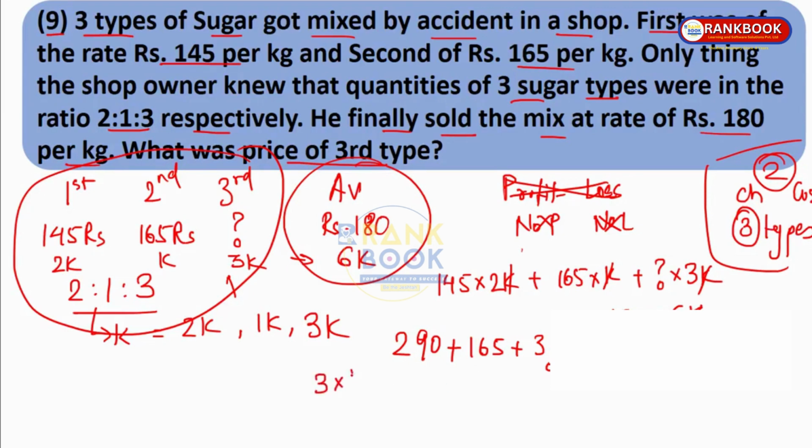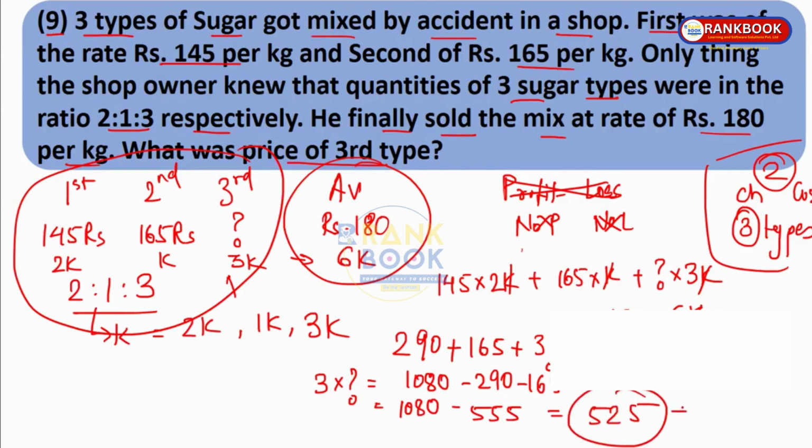So 3 into question mark would be 1080 minus 290 minus 165. What would that be? 1080 minus 290, let's add this, we'll get 455. That would be 1080 minus 455, which is 625? So let's solve. Question mark would be 525 by 3, which is 175. 175 rupees is the rate of the third type. See how easily we got the answer using simple logic.